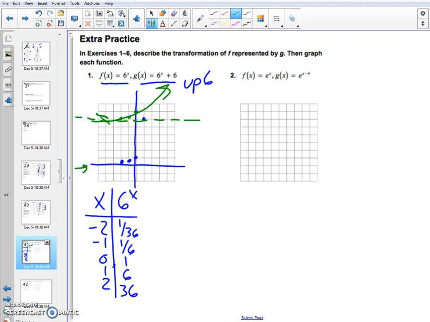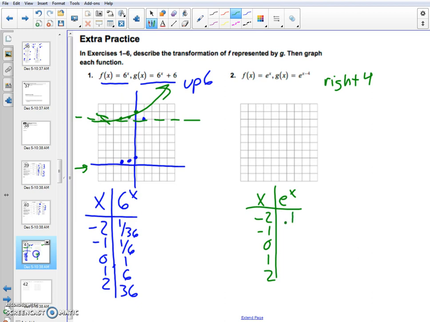All right, let's look at the next one then. So f of x equals e to the x, and then I have my transformation there. I know that this transformation is going to move my graph right 4. So I'm going to start with e to the x. Remember, for e to the x, we're going to do that table in our graphing calculators, or just a calculator. So I'm just looking at e to the x and filling in those x values.